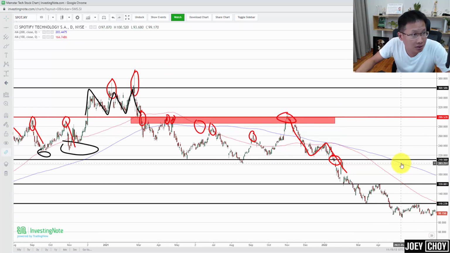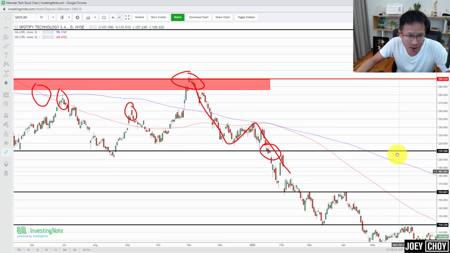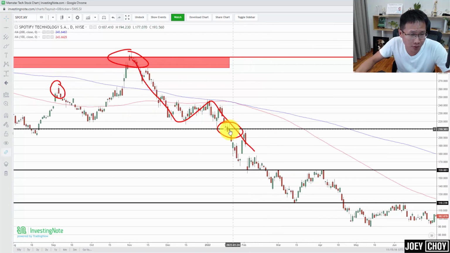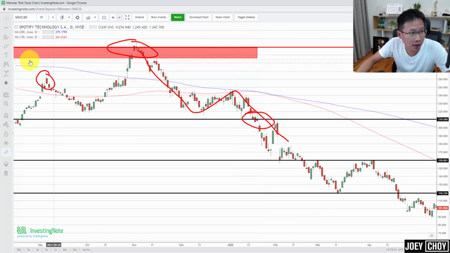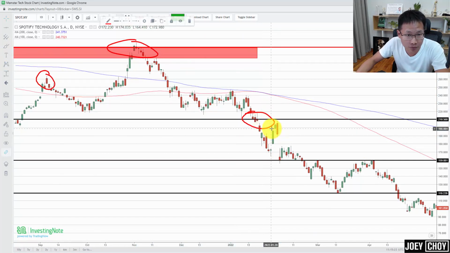All right, so let's take a look, right? This is Spotify. Let's just dive deeper. You can see that we broke this 200 and 210 support, and look at this. As I mentioned, we sold off. So let me just go ahead and remove this and this. All right, and you can see we broke this support level, and we went down, and started to stage a rebound up.